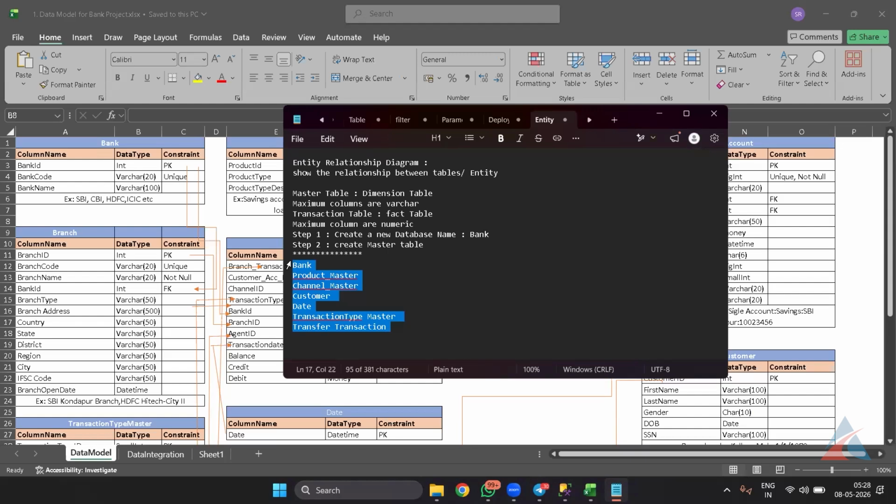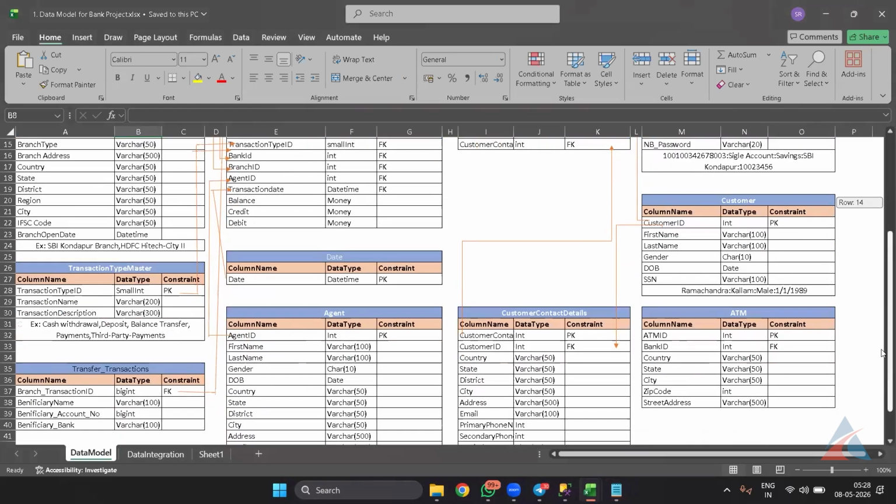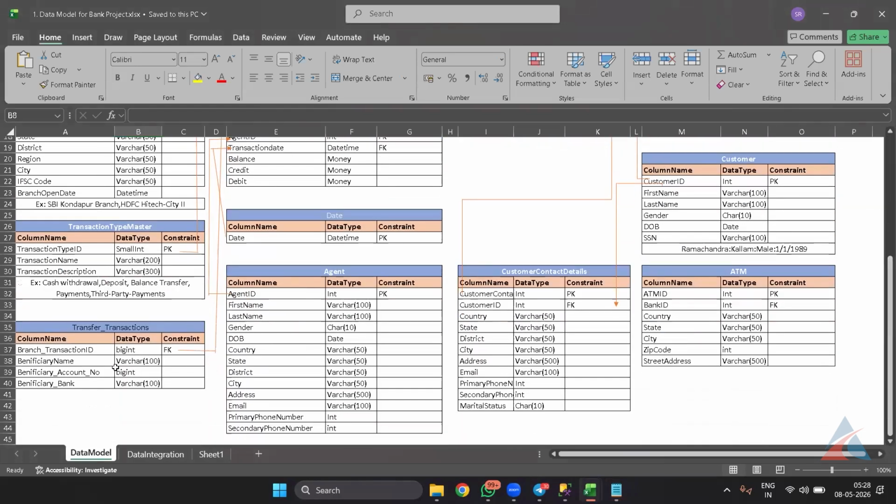Hey, Raman sir. Yes. I think there is a mistake in the transfer transaction. You said the constant is a foreign key, so how can this be a master table? This one? Yes, this one. It's a PK, sorry. It's a PK here. Yeah, that should be PK. Okay. You can also correct it in your Excel file.